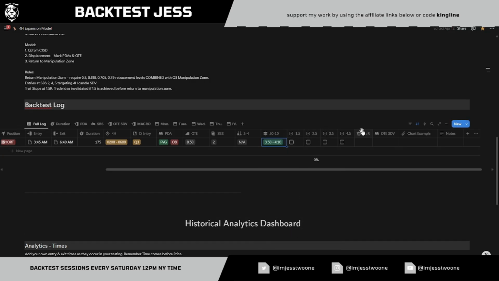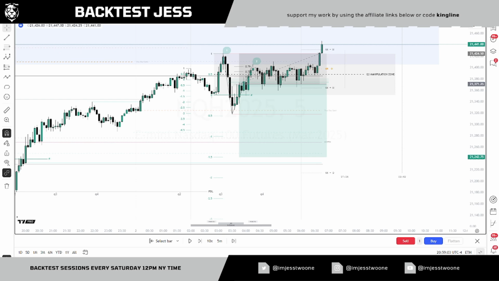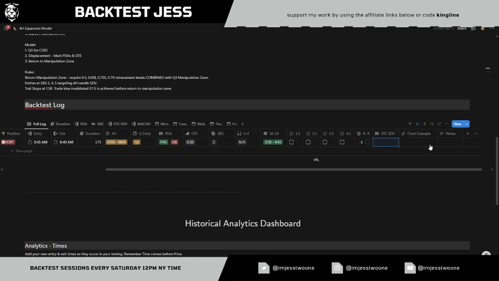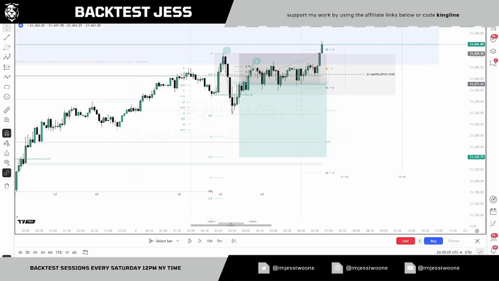And we didn't achieve any of them. No R, or -1 R, actually. -1 R, OTE to deviations, also none. We achieved none. It didn't expand down. We got straight up stopped out. Okay, and then this is the chart. Or let me just grab a new one.